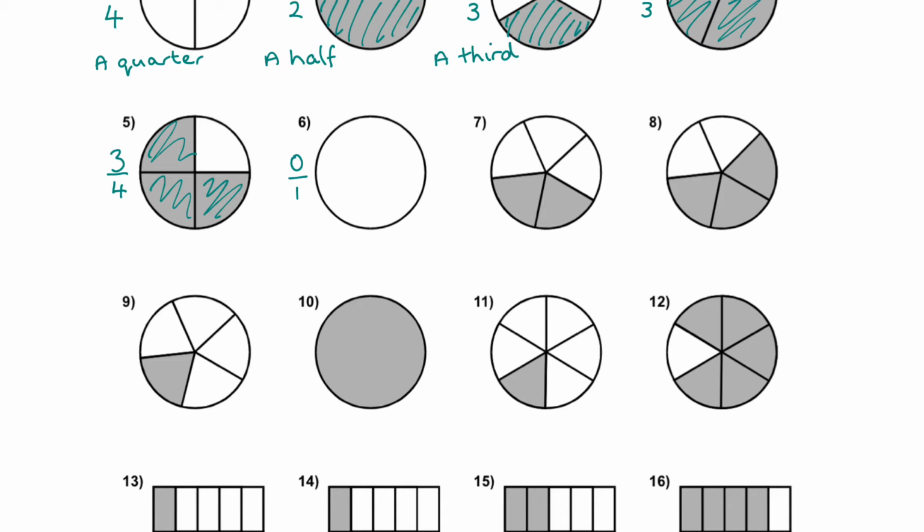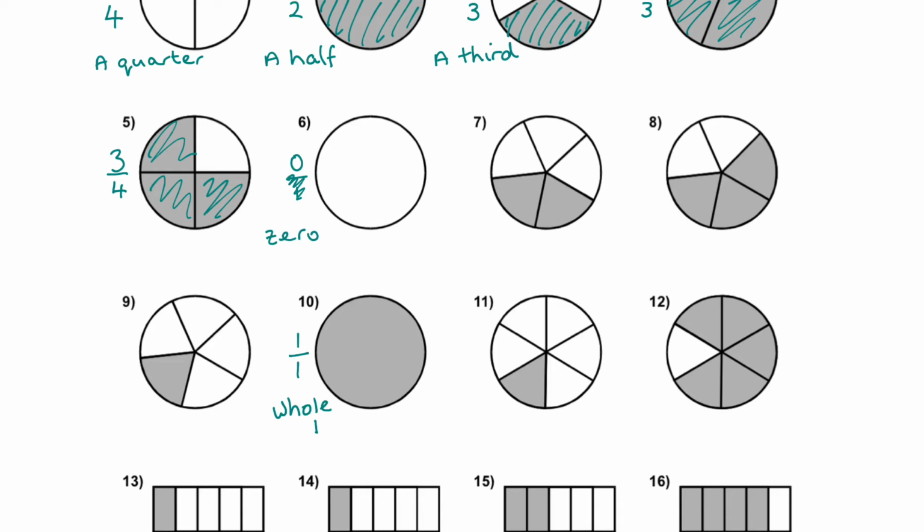We don't need what it's over, it's just 0. Okay? Look at the one underneath that, also split into 1 bit, number 10, and we've got 1 out of 1 bit shaded. Okay, now that is the whole bit, isn't it? So we call this the whole, or it is just 1. It's the whole 1, isn't it?